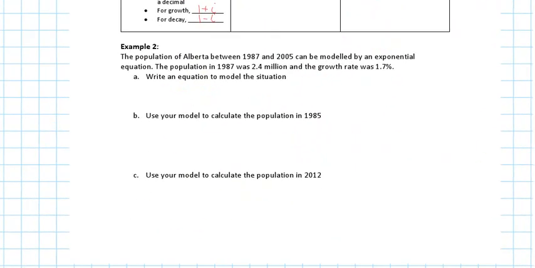Here's another typical exponential equation. So, any questions about the first two questions? Okay. So the population of Alberta between 1987 and 2005 can be modeled by an exponential equation. The population in 1987 was 2.4 million, and the growth rate was 1.7%. Write an equation to model the situation.